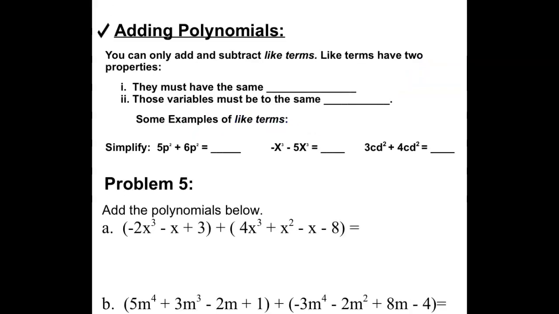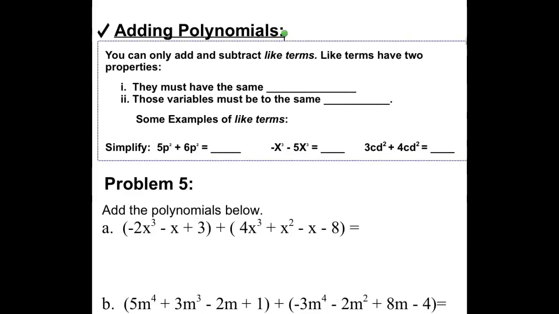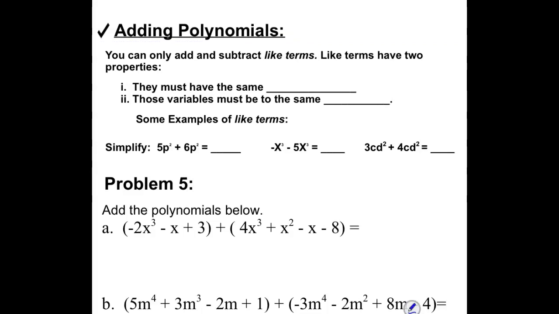All right. The last part that we're going to look at today is how do we add these polynomials together? Okay? 2 requirements. If we're going to add or subtract, we have to have like terms. We have to be putting like terms together. So for something to be like terms, it has to have the same, anybody know? Same variable. And those variables must be to the same power.